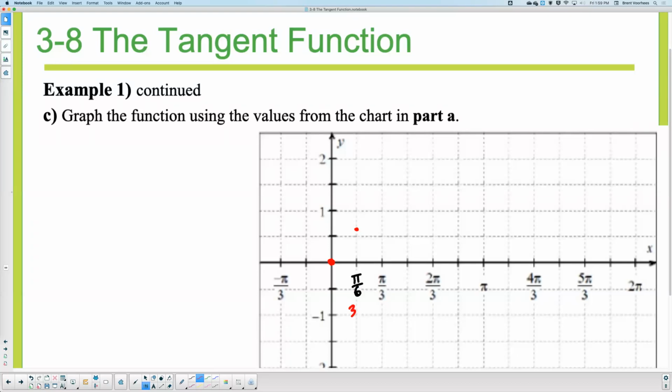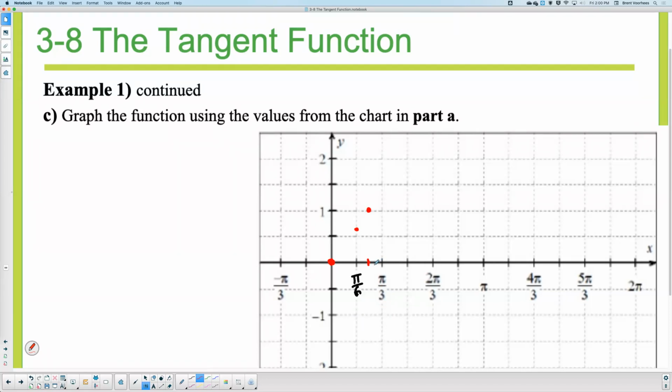In degrees, this is 30 degrees. This is 60 degrees. How many degrees is in between 30 degrees and 60 degrees? 45, which happens to be pi over 4. So this right here, the halfway point is pi over 4. What did we have on our previous table for pi over 4? 1. So plot that point. Pi over 4, 1.